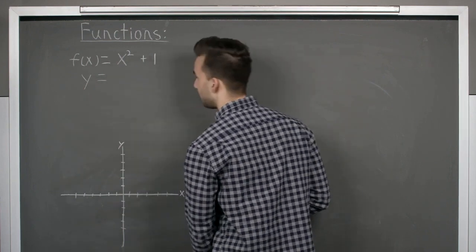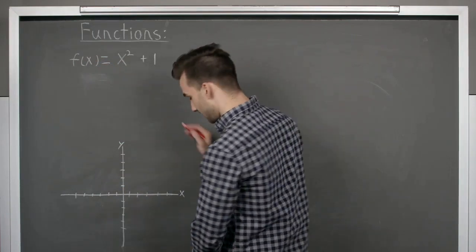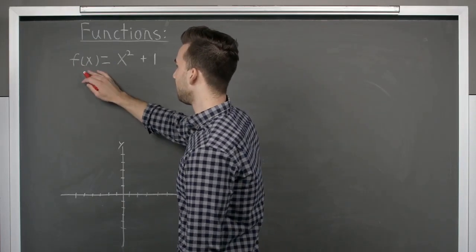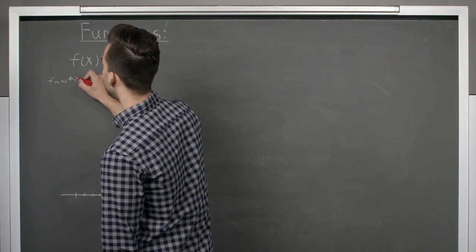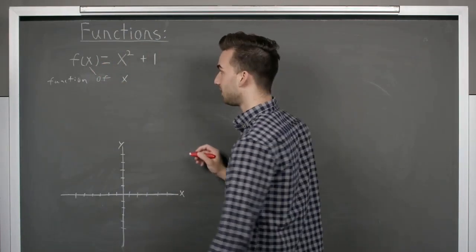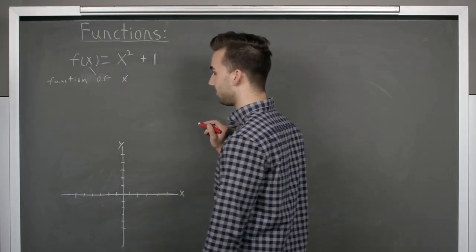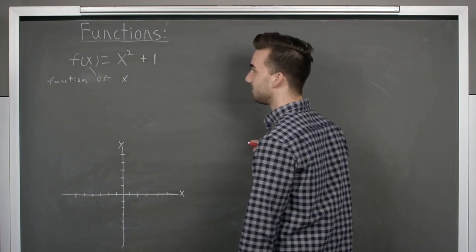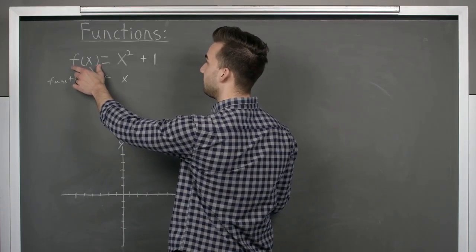And another important thing I want to point out is that this f(x) over here is not a multiplication problem. This is not f times x. It's just a way of writing function of x. That's very important because when I learned this, I was trying to multiply f by x for a couple days, but I just want to say it again, it's not a multiplication problem. So just think of f of x as saying function of x.